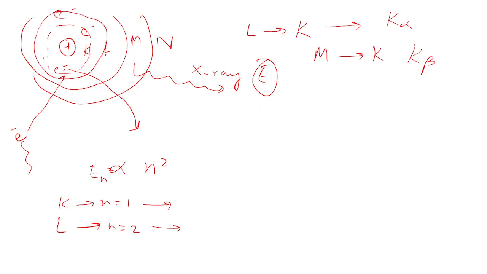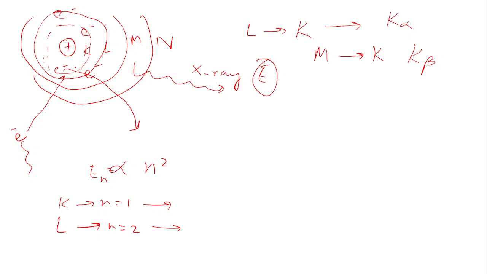And similarly, as I said, depending on how much energy the electron had, it may not go and kick out the electron from K. It may hit and kick out the electron from the L shell.